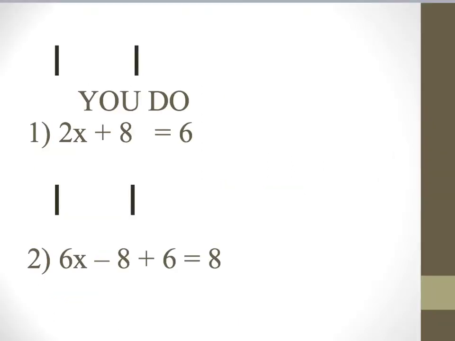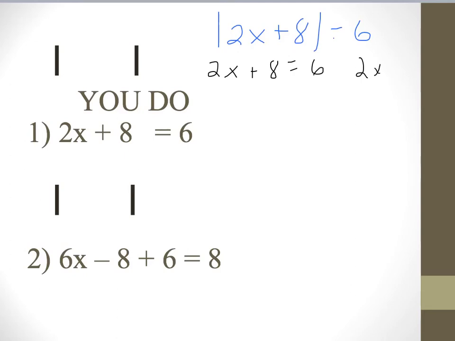In this last section, I'd like you to try these two on your own and then check back. For number 1, I'm going to rewrite it up here. 2x plus 8 is in the absolute value on your paper, which is equal to 6. I already have the absolute value by itself, so now I'm going to set the expression equal to positive 6 and also to negative 6.